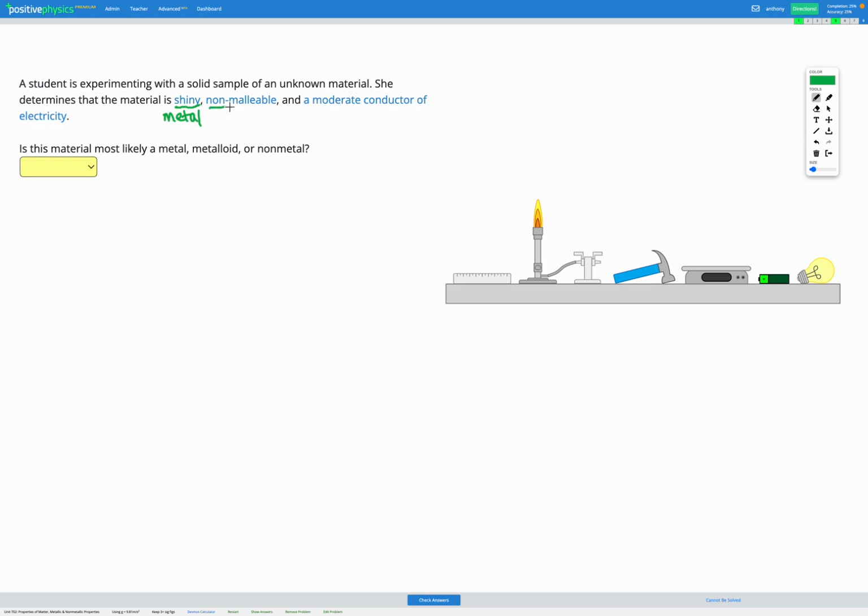Next, it says it's non-malleable. Now, as we've discussed earlier in the video, metals are usually malleable and non-metals are typically non-malleable. So this is a non-metal property.